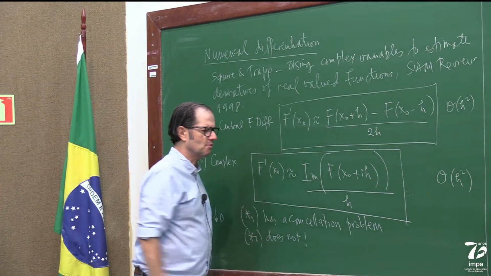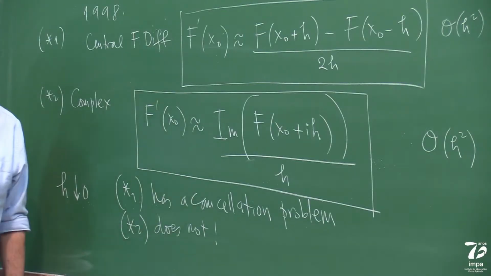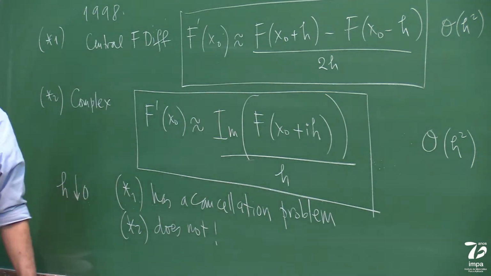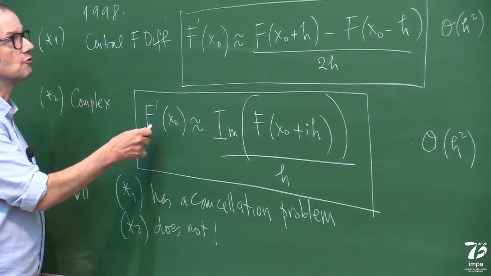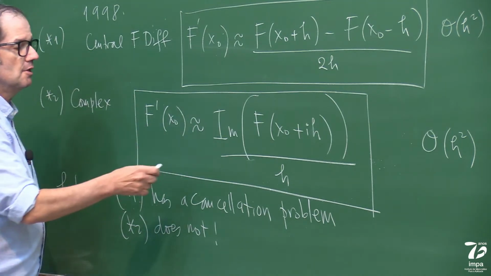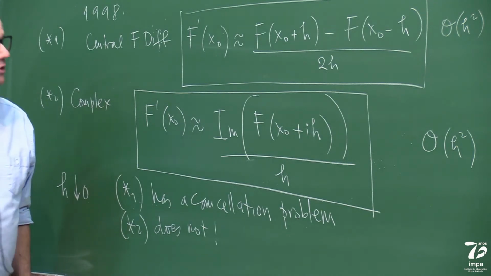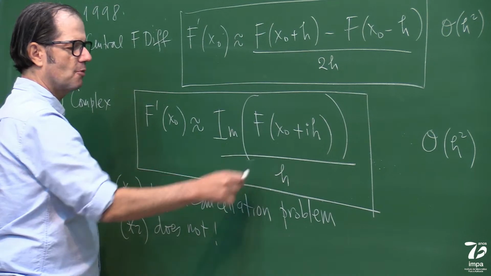Now, this formula is super strange, and it's advertised that it is good. It is good, of course. I'm going to show you a table in just a while. But what's going on here? What's going on here is this. You have a real valued function, f of x, but you complexify it. So you complexify the function, and you take the imaginary part to divide.